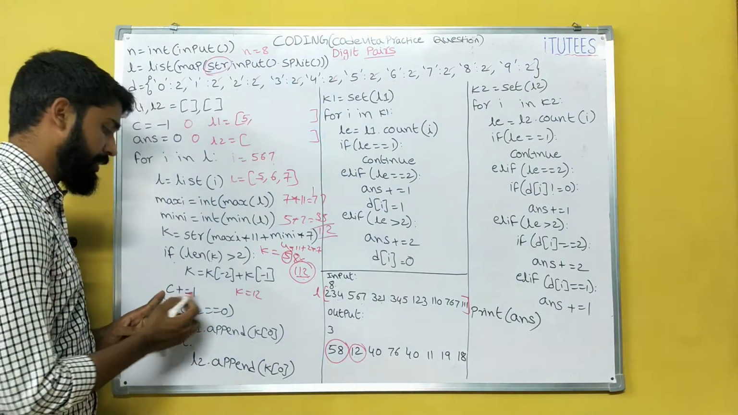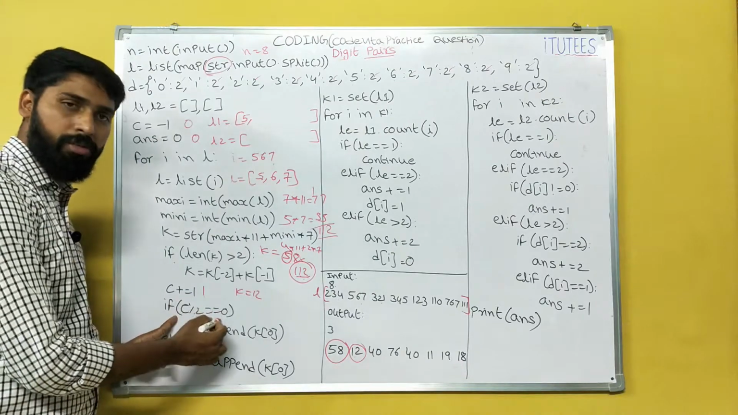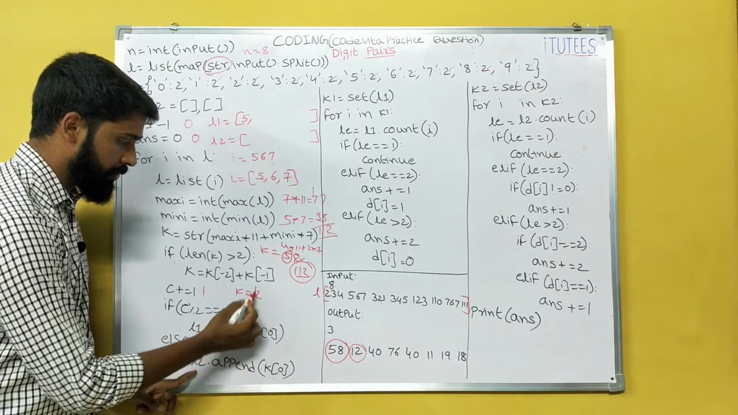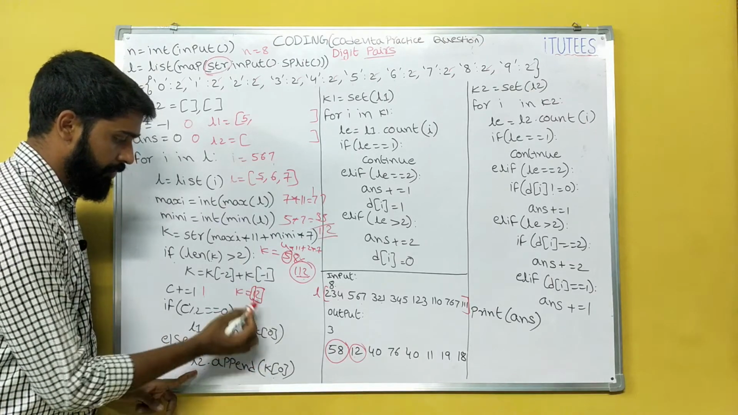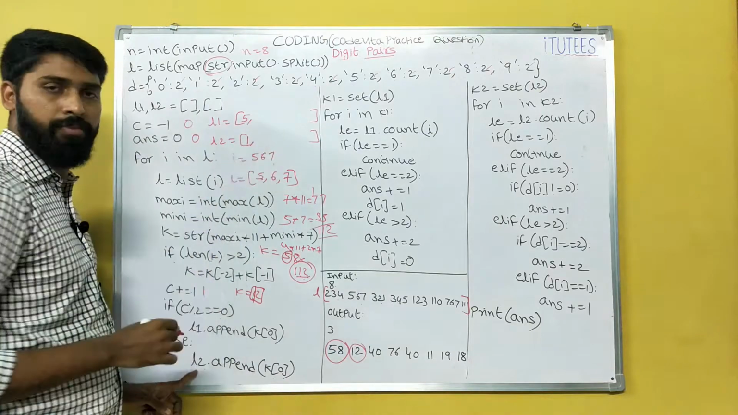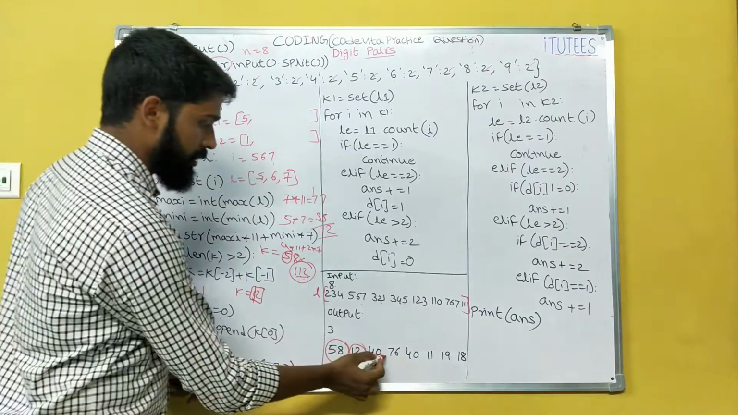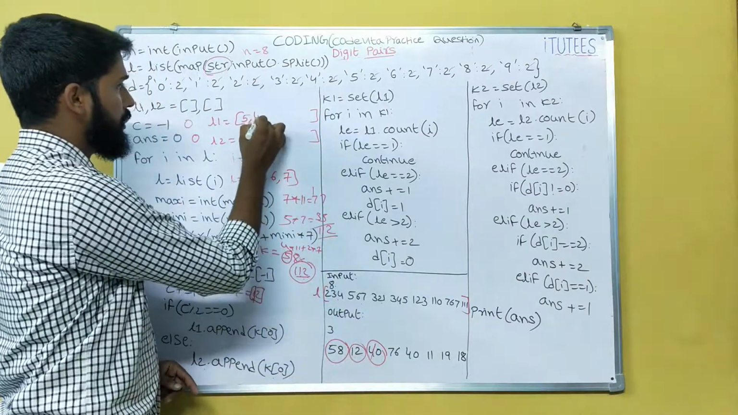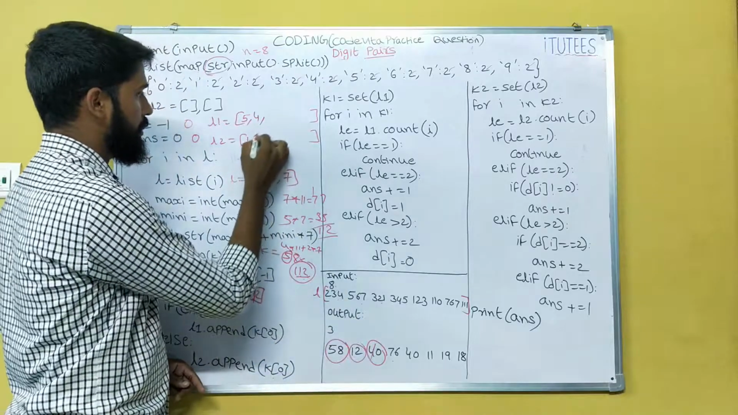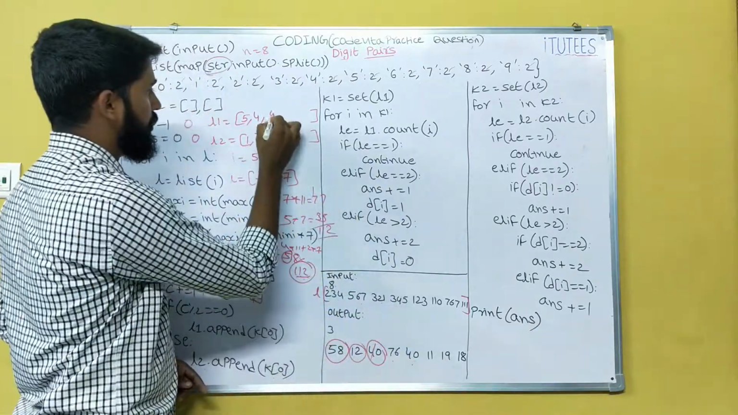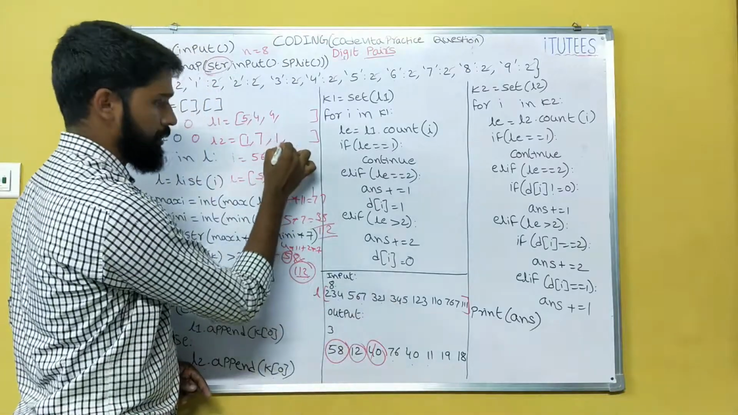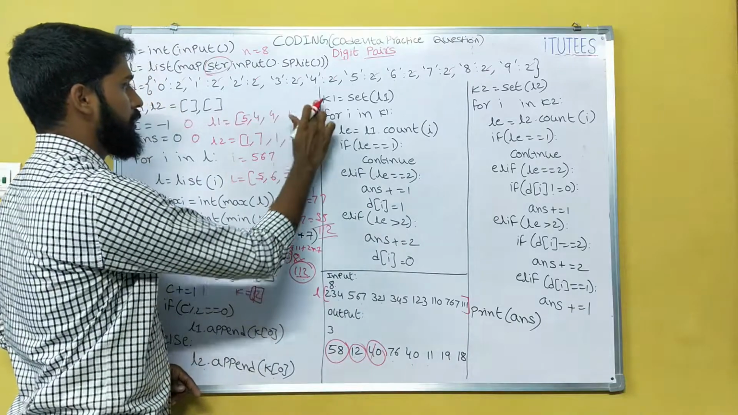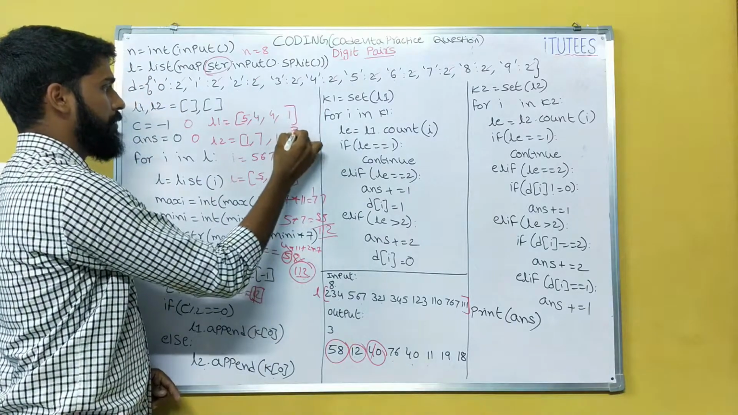After that, what's the C? 1. So 1 percentage 2 equals 0? False. Now we can append this 1. K of 0 means this is the K of 0, this is the K of 1. So the 1 we can store in L2. In a similar way, this is the bit score for 3, 2, 1, 4, 0. So 4 is stored in this bit. Next 7. Next 4. Next 1. Next 1. Next 1. That's it. So these are the numbers in L1 and L2.